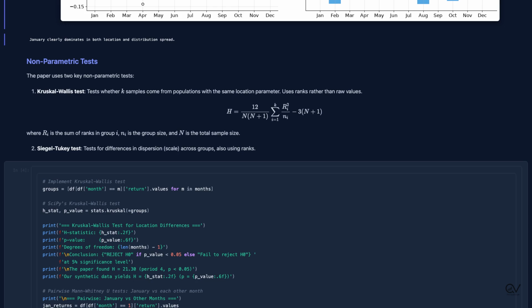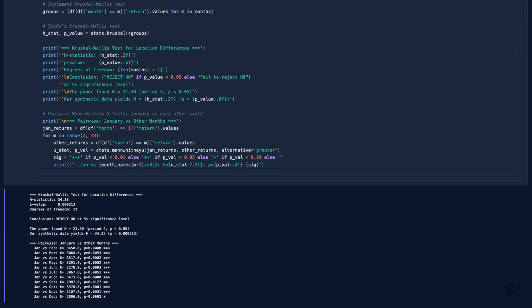The test statistic H is approximately chi-squared with k-1 degrees of freedom. In our case, 11 degrees of freedom for 12 months. The Kruskal-Wallis test gives us a definitive answer. The H statistic is large and highly significant. We reject the null hypothesis that all months have the same location. This matches the paper's finding perfectly.